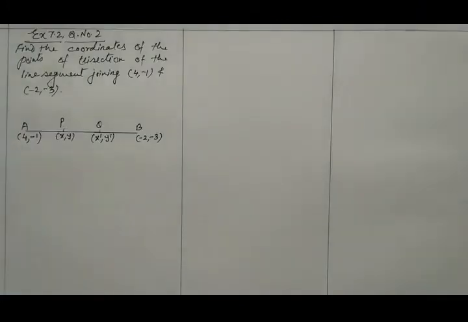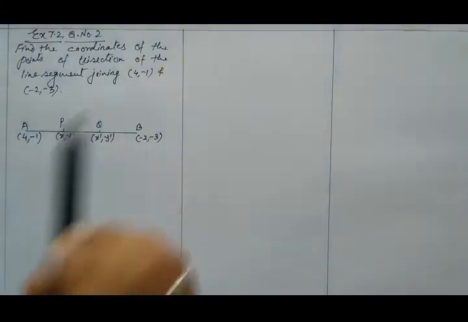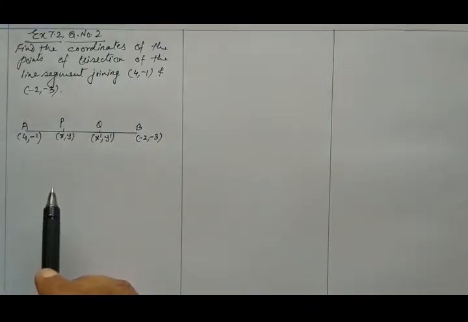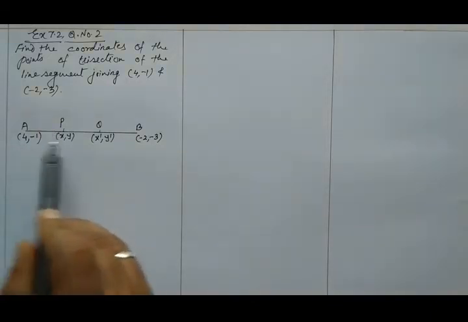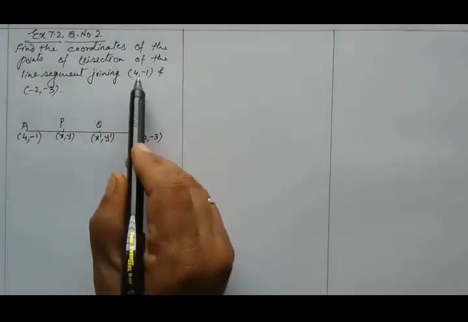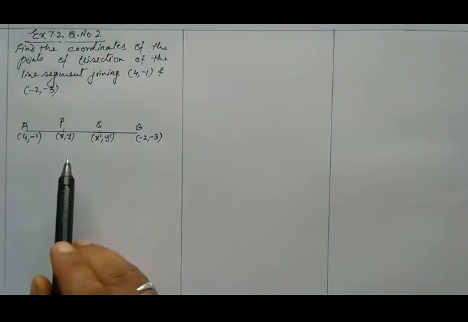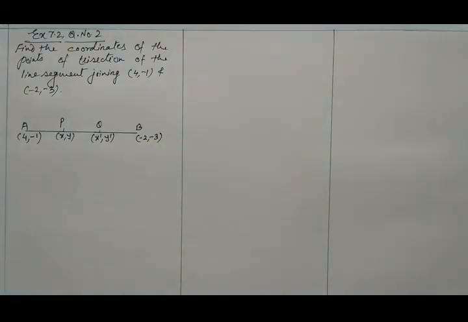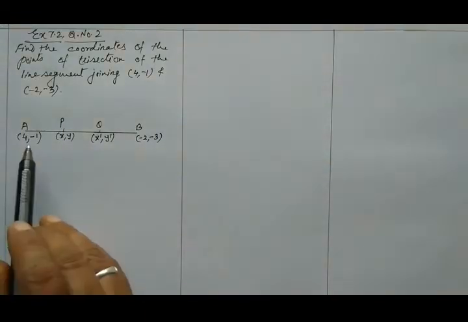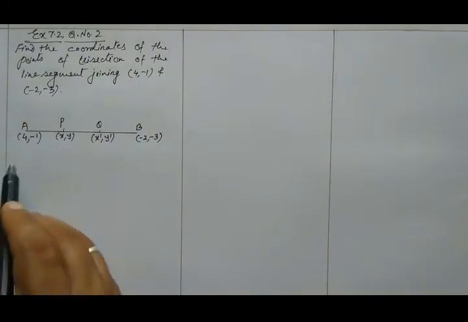Let us discuss question number 2 of exercise 7.2. Find the coordinates of the points of trisection of the line segment joining 4 comma minus 1 and minus 2 comma 3. So here I have drawn the figure. Okay, this is A and this is B, and let us consider points P and Q trisect the join of A and B.